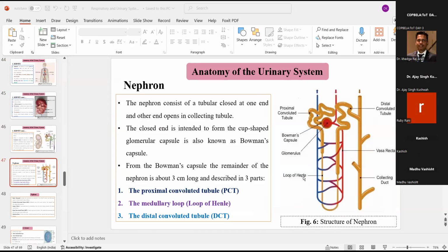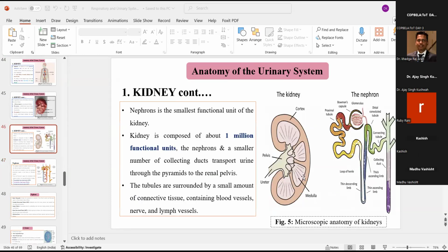So the nephron has three parts: the PCT, loop of Henle, and DCT. Okay, I'll discuss from the nephrons. The nephron is a very small, the smallest functional unit of the kidney, and each kidney has around 1 million nephrons. The collecting ducts transport urine through the pyramid to the renal pelvis. Some preclinical animals like rat and mice have very few nephrons, around 12,500, present in their kidney. But humans have around 1 million nephrons in the kidney.